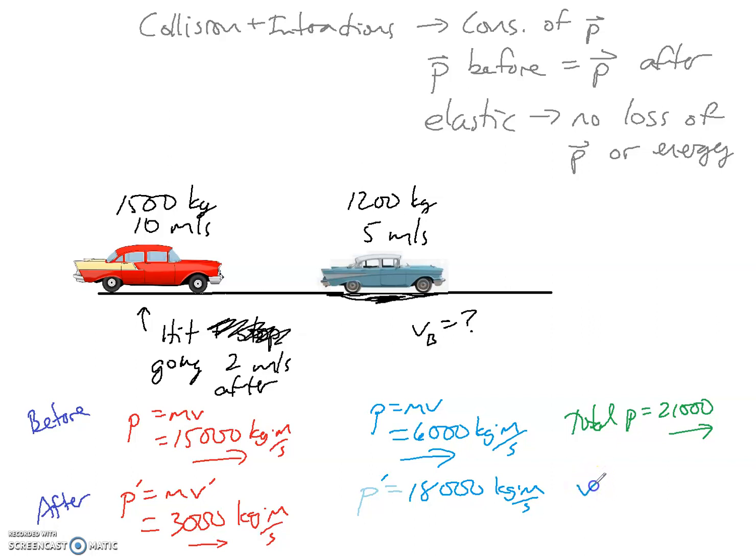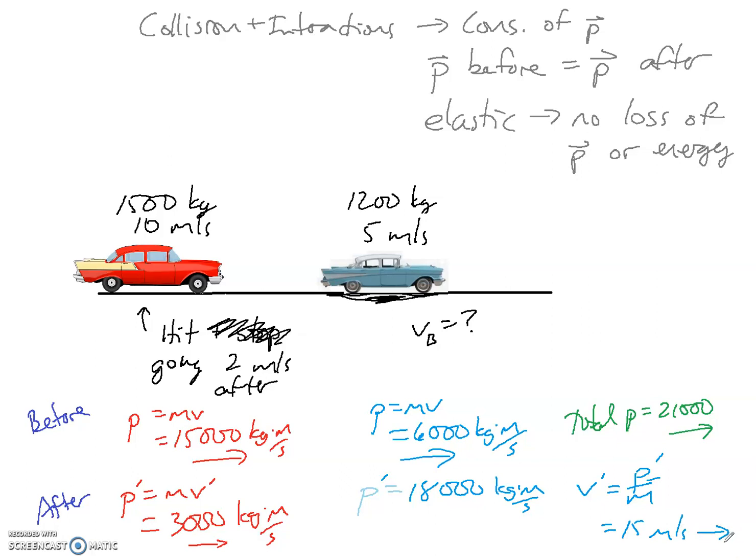So the v for the blue car, I'm going to prime it, would just be the 18,000 divided by the 1,200. Okay, so we've got the 18,000 as its new momentum. We'll divide that by the mass of the car, and it is going about 15 meters per second towards the right. Okay, so it's pretty simple.